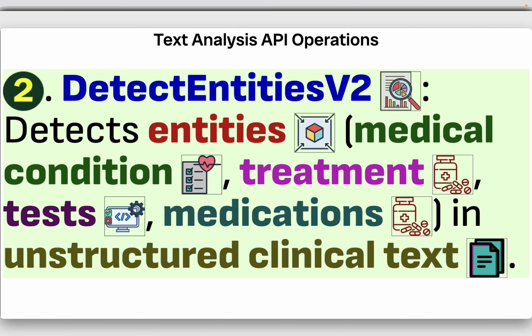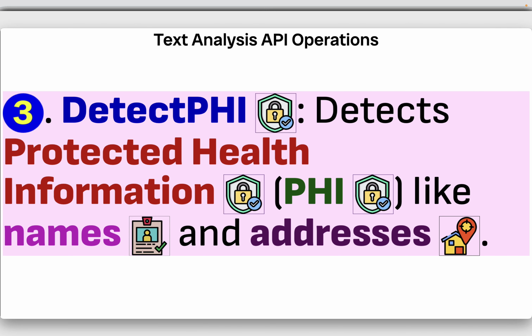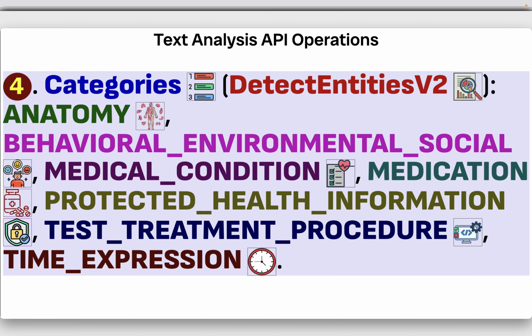So this operation examines unstructured clinical text to detect textual references to medical information such as medical conditions, treatments, tests and results, and medications. There is also an older Detect Entities API, but version 2 uses a different model with some output changes. Then Detect PHI, which is Protected Health Information. This operation specifically examines unstructured clinical text to detect textual references to protected health information like patient names and addresses.